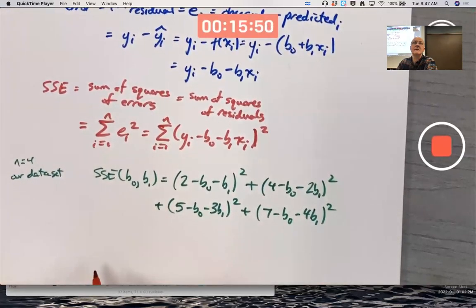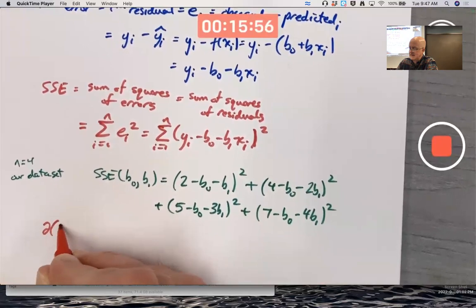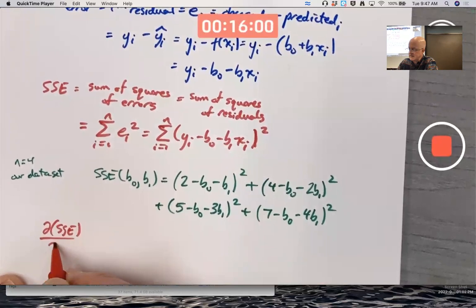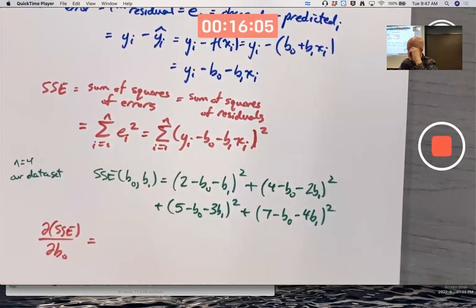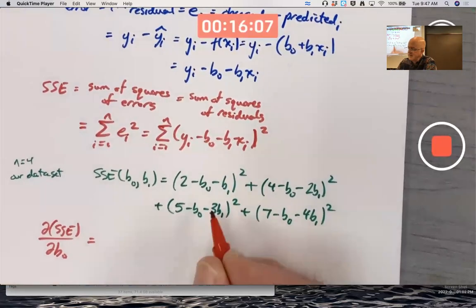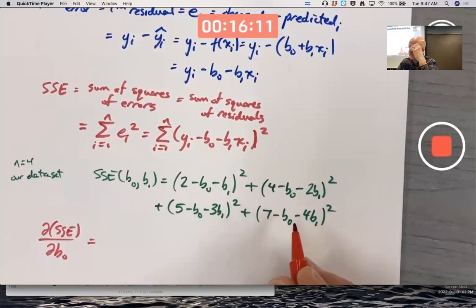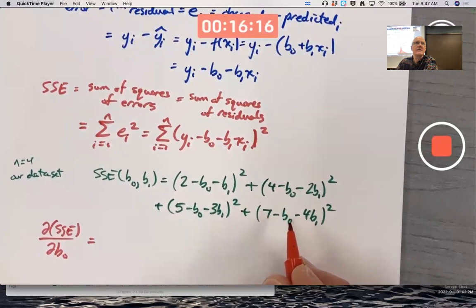Differentiate with respect to B0 and B1, partial derivatives. I won't bother with the function notation there. What's the derivative of SSE with respect to B0? You could expand this all out, square all these things. But to tell you the truth, it's simpler not to. Don't bother. Just differentiate these as they are. You got to use the chain rule.